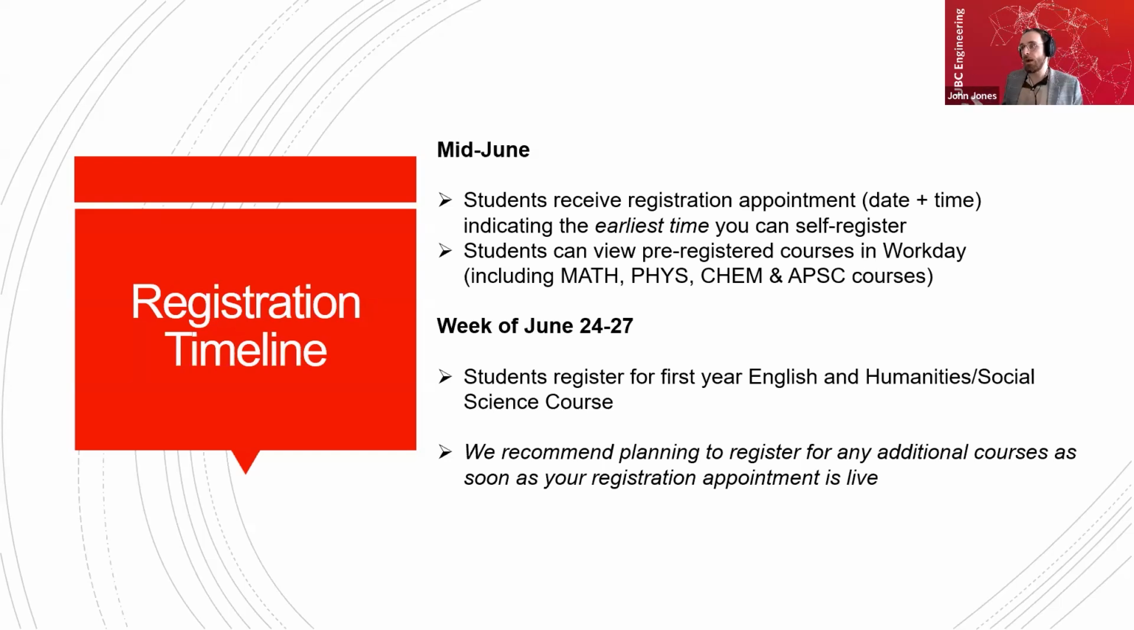Now, at that point, you should also have pre-registered classes. We are going to be working hard to get all of the students registered in your first year physics, maths, chemistry, and applied science courses. Depending on which path you're going to, and we're going to get to that shortly, you will be registered in all of the courses you need from that perspective. Then in the week of 24th to 27th of June, with your registration appointment, you can go ahead and register for your first year English and your humanities and social science classes as well. Again, we're going to get into much more detail about all of these things, but this is a high-level overview of what we can expect.